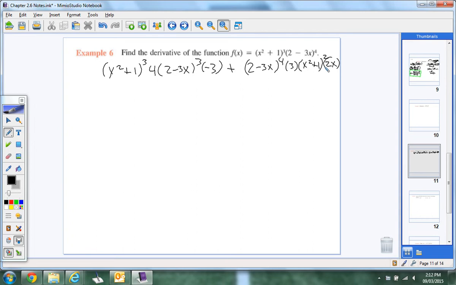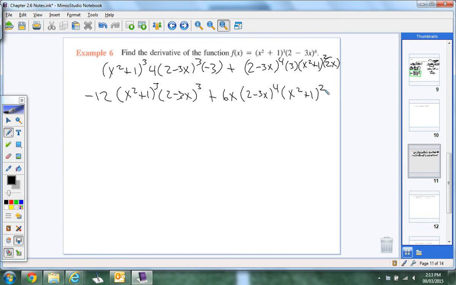Okay, now I'm going to put everything together that I can. So I can put this to be a -12 times x squared plus 1 cubed times 2 minus 3x cubed. That's my first piece. Simplify as much as I can. My second piece will be plus 6x, 2 minus 3x to the fourth, times x squared plus 1 squared. That's it. That's f prime.